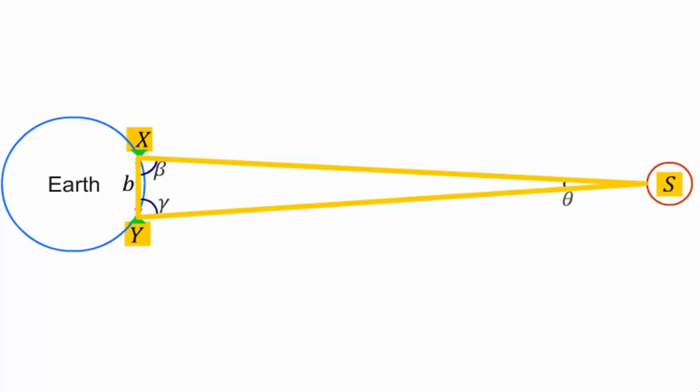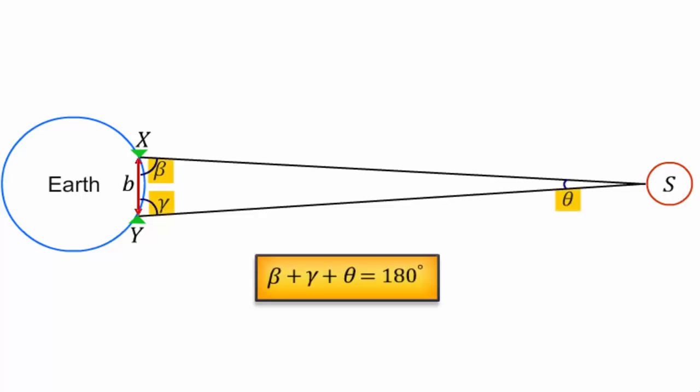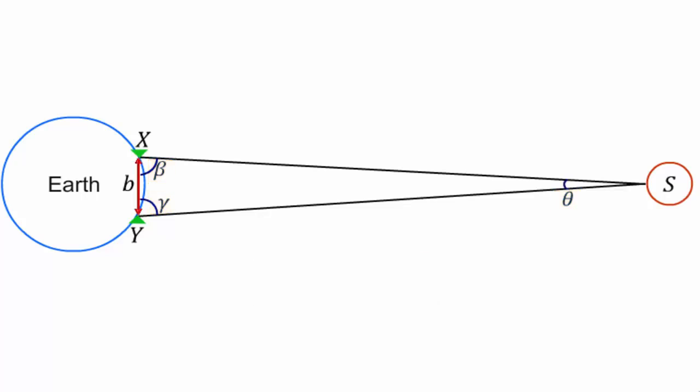The angles beta and gamma are measured while observing the planet with the help of telescopes. As the sum of the angles in a triangle is equal to 180 degrees, and knowing the values of beta and gamma, we calculate the angle XSY between the two directions along which the planet is viewed from these two points. This angle, denoted by theta, is known as parallax angle or parallactic angle.